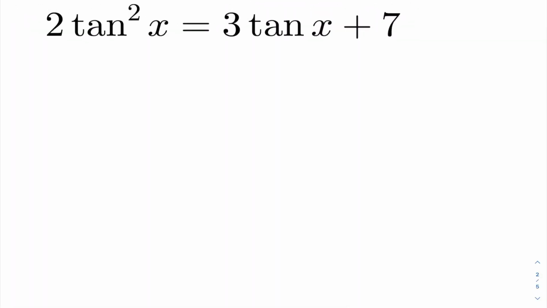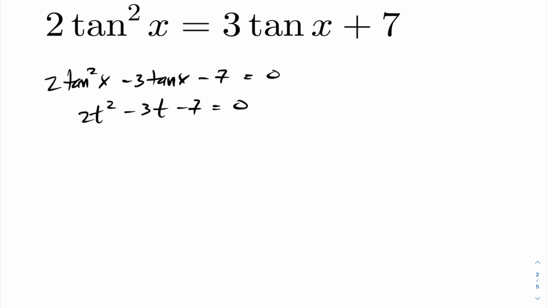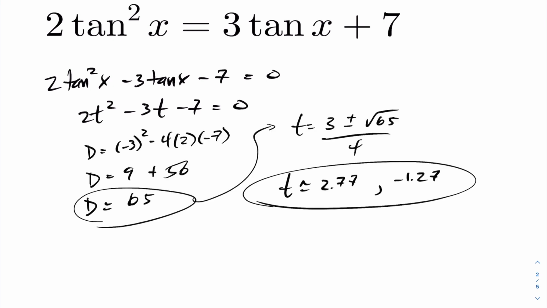In the next example here, same idea. We want to be able to solve this trig equation. So we're going to bring everything to one side of the equation. Doing so, we can now quickly make the observation that we do have, in fact, a quadratic form here. So treating this tan of x as just a variable, let's label that variable as a t, we end up getting 2t squared minus 3t minus 7. Going ahead and factoring this here, we end up finding out that the roots of this quadratic are irrational.